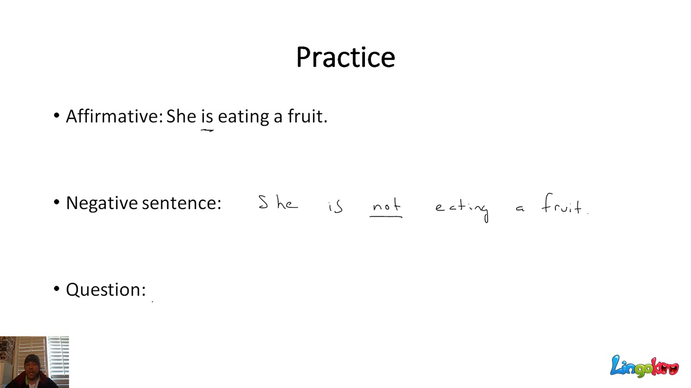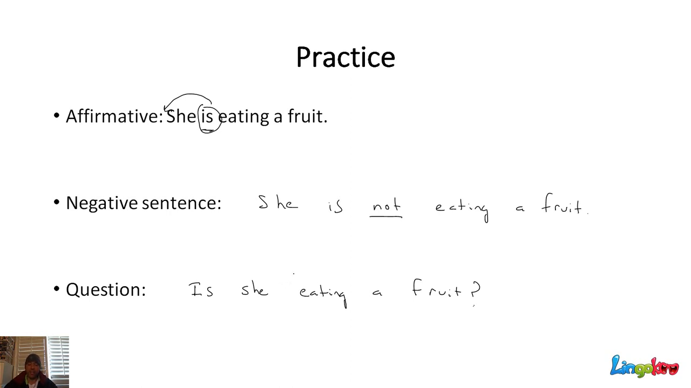How do I make a question? I told you the best way to find how to make a question is to look at the affirmative sentence. Okay? So we have the affirmative sentence, and now I look at the to be verb, and then I put the to be verb in front of the subject, and now I have "Is she eating a fruit?" And there you go. Okay? So we put the to be verb in front of the subject. Remember to put a capital letter, and remember to put a question mark at the end. Okay? Because it's a question form in this case.